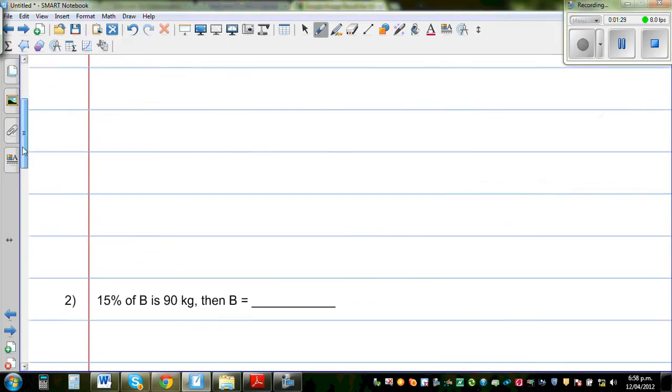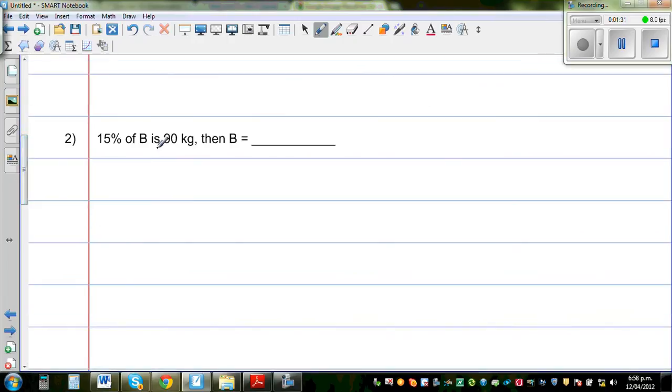That's very obvious. Now, 15% of B is 90 kg. Then what's B? The same technique: I'll write 15% is given to be 90 kg. Now from 15%, it's not very easy to think of 100%. Our ultimate goal is to find 100%. So, can I find 5%?